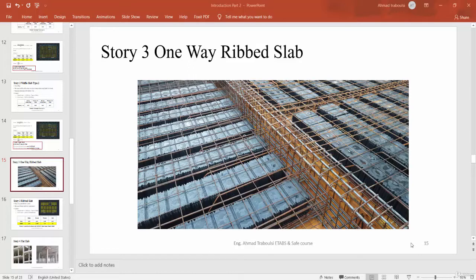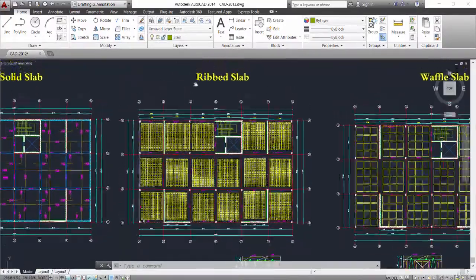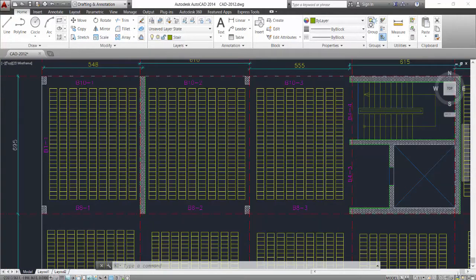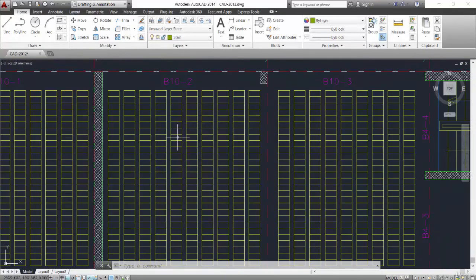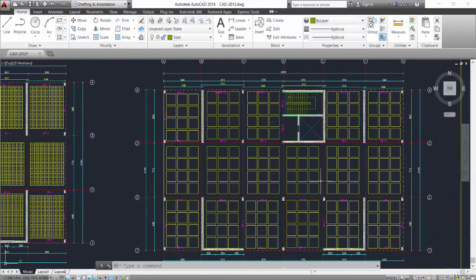Now in this section we will talk about the one-way ribbed slab in story 3. We return to the AutoCAD plan shop drawing, which shows that this plan is for a ribbed slab. We noted that it is a one-way ribbed slab, so the ribs are in one direction, contrary to the waffle slab, where the ribs are in two directions.